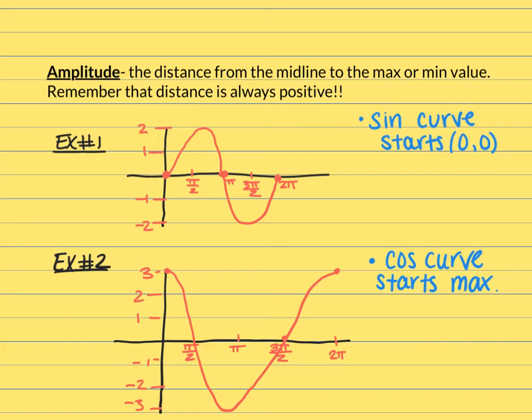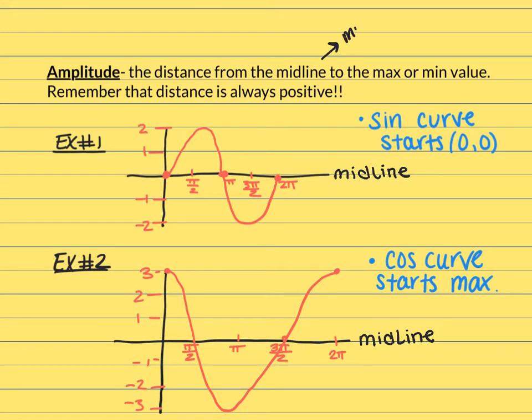So amplitude, again, we said was the distance from the midline to a max or min value. So I need to first discuss what a midline is. So I'm going to label this x-axis here as my midline. Same thing over here in example number 2. I'm going to label the x-axis as my midline. Now, by definition, a midline is the middle line between the max and the min values. So I'm just going to write that over here.